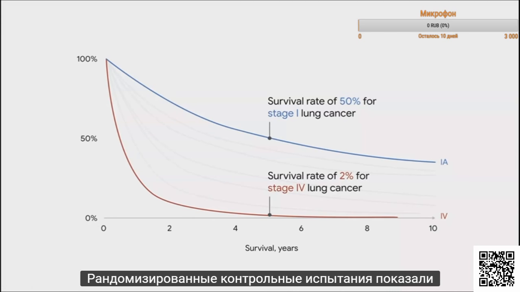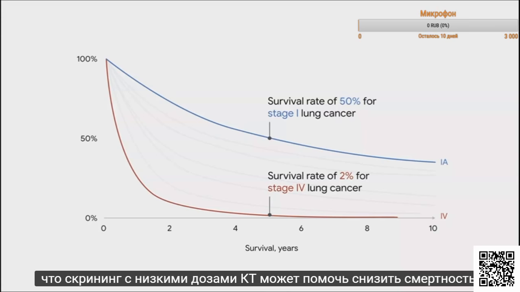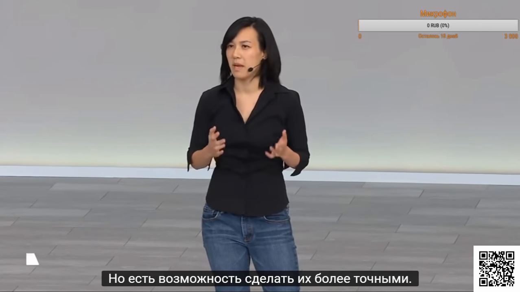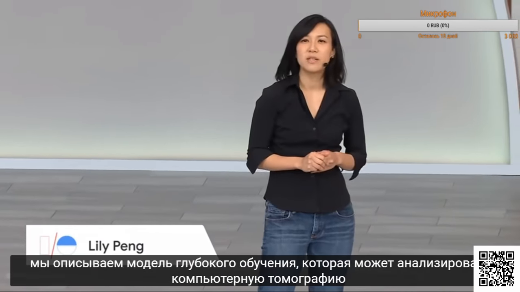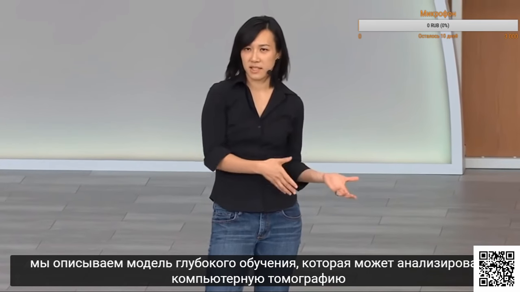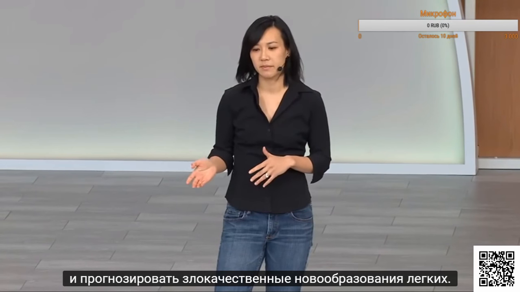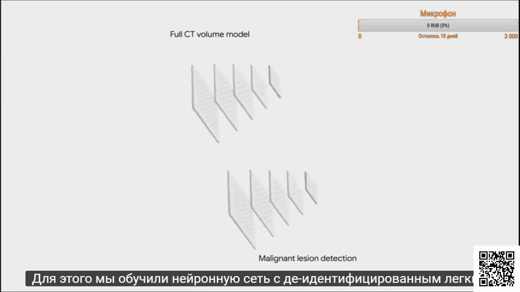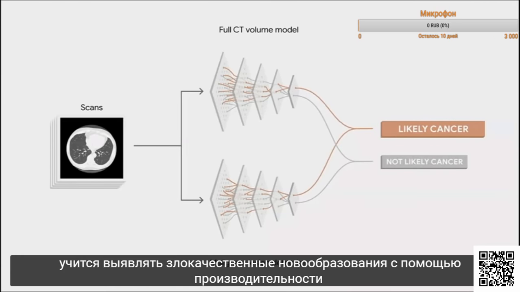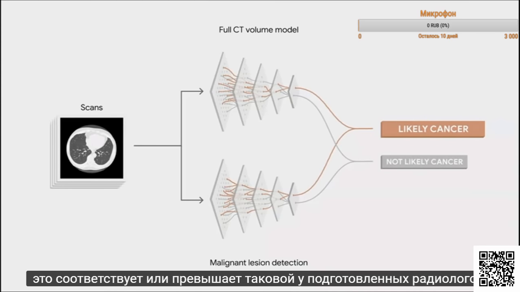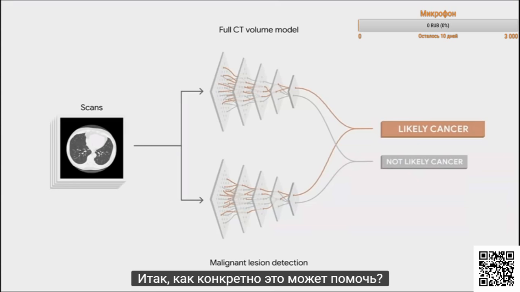Randomized controlled trials have shown that screening with low-dose CTs can help reduce mortality, but there's opportunity to make them more accurate. So in a paper we are about to publish in Nature Medicine, we describe a deep learning model that can analyze CT scans and predict lung malignancies. To do it, we trained a neural network with de-identified lung cancer scans from our partners at the NCI, the National Cancer Institute, and Northwestern University. By looking at many examples, the model learns to detect malignancy with performance that meets or exceeds that of trained radiologists.